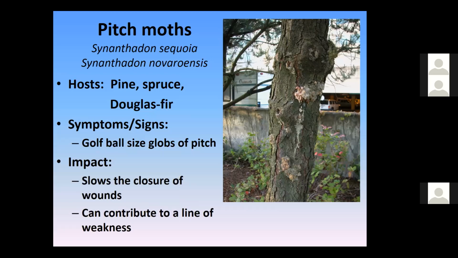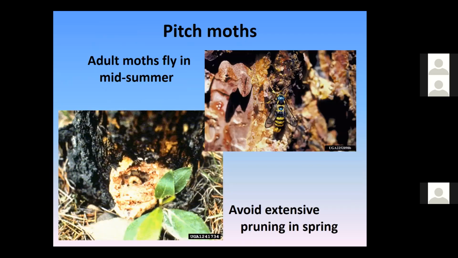And the main impact, you've got a wound there. It's not serious. It's not going to kill the tree, but the wound doesn't close. It can contribute to a weaker area there, and perhaps a place for fungi to get in to decay the wood. If you dig into one of these pitch globs, like here in the lower left, you might see the little caterpillar inside. It's just feeding on the tree tissue. It stays in that spot.